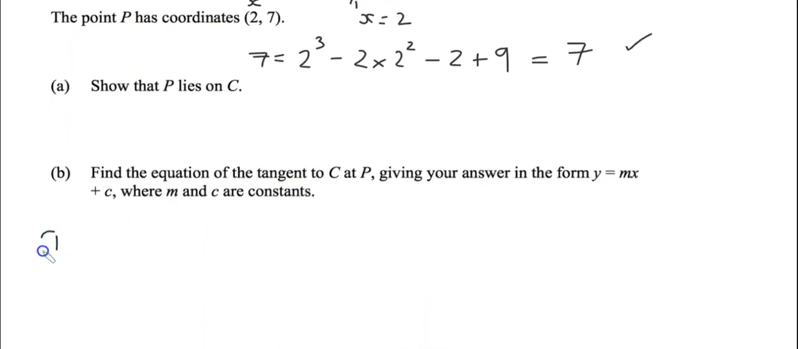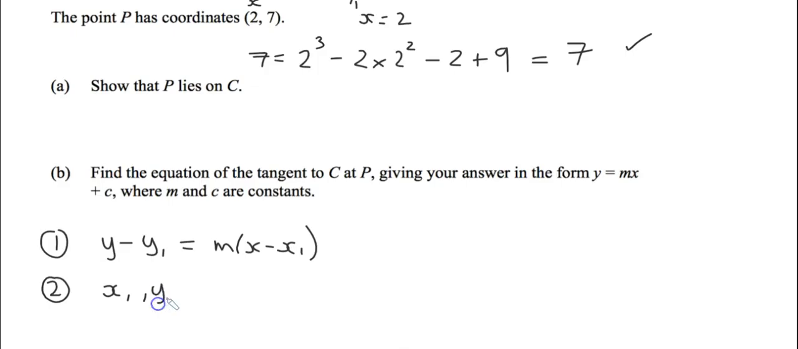First thing is y minus y1 is equal to m(x minus x1). Whenever you see a question asking for the equation of any straight line, including a tangent, you should be thinking of that. Now, what does that require? If we want to use that equation, we need x1 and we need y1. And remember, these are defined as a point that the line goes through. And 3, we need m, which is the gradient.